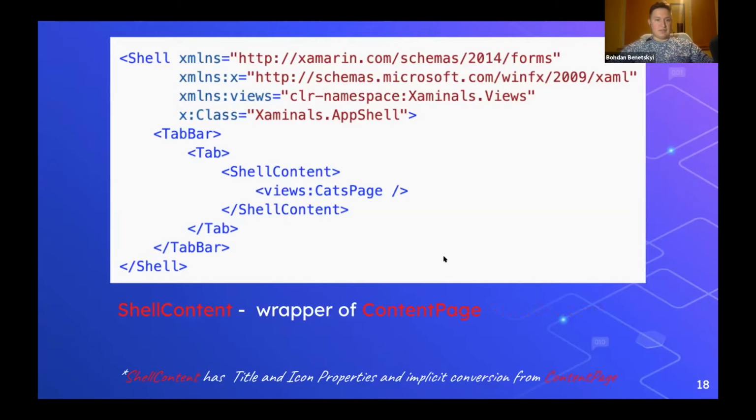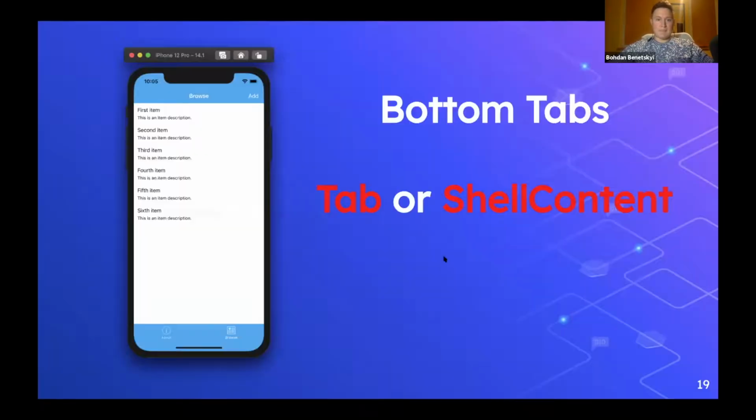And the third element is a shell content. It's just a wrapper of content page, but it has an icon and title, the same as a tab. So when should we use tabs and when should we use a shell content? If you would like to have only the bottom tabs, you could use tab or shell content itself without wrapping a tab. It will be wrapped by shell inside.